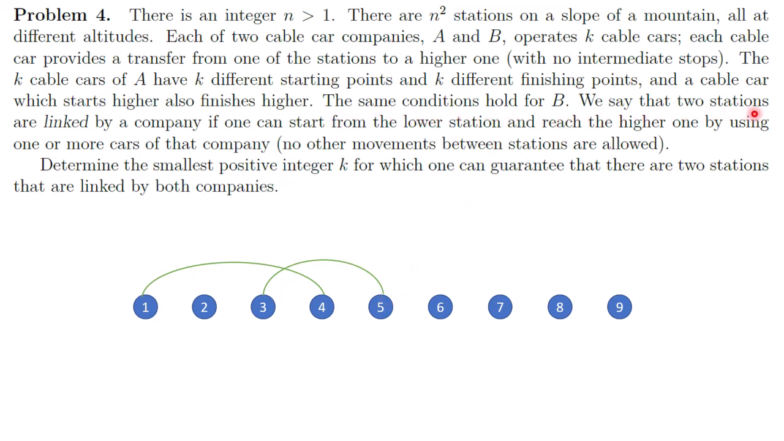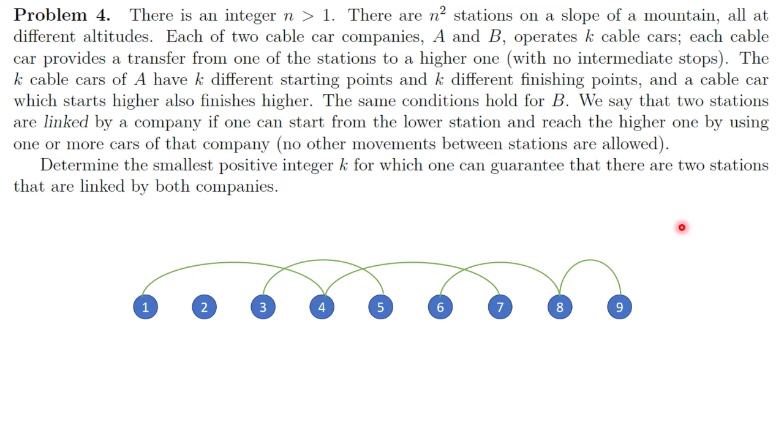We say that two stations are linked by a company if one can start from a lower station and reach a higher one by using one or more cars of that company. So for example, I put in all the cable cars for A in this graph. In this particular example, 1 and 7 are linked because we can go from 1 to 4 to 7. So we're supposed to determine the smallest positive integer k for which one can guarantee that there are two stations that are linked by both companies.